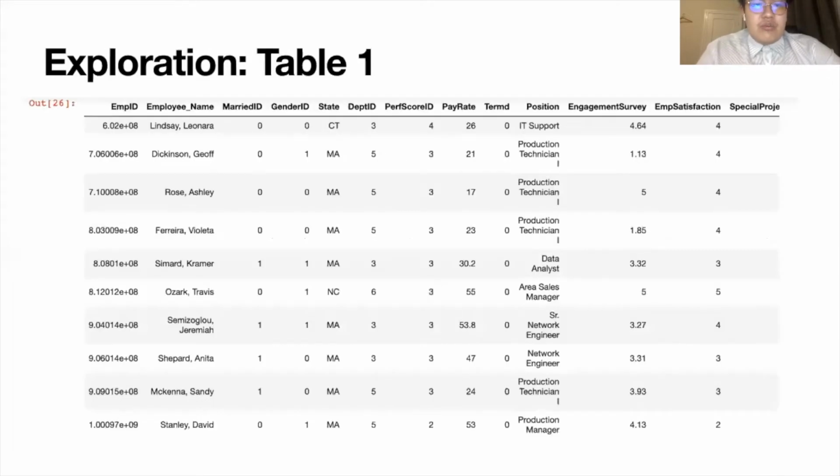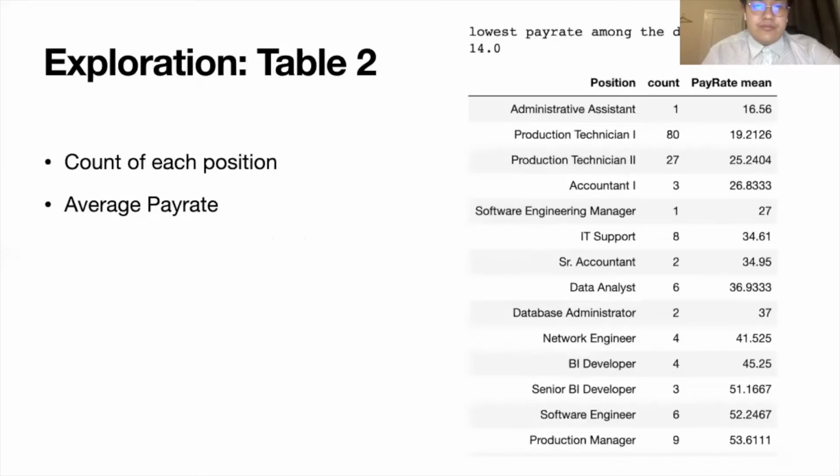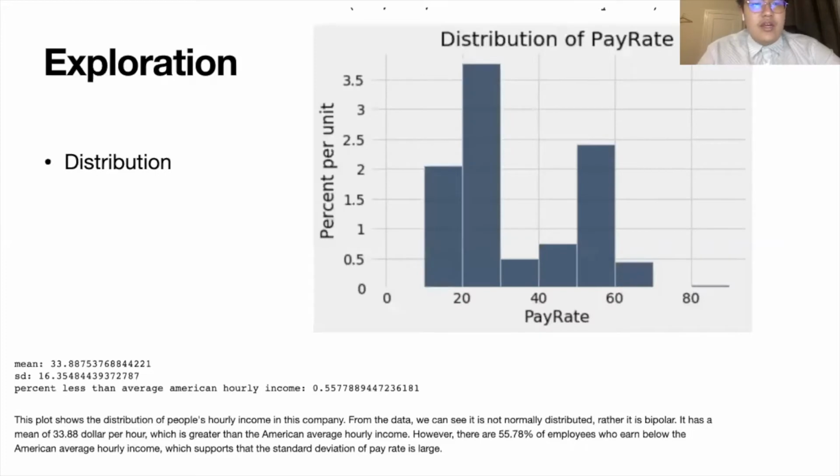So we did some exploration on the data side. First of all, we combine the two data sets using the join function. And then we group the data set by positions. We count how many people there are for each position and their average hourly pay rate for each position. And then we make a distribution.